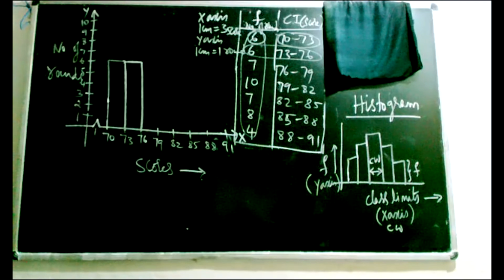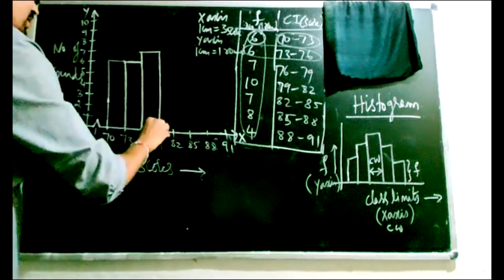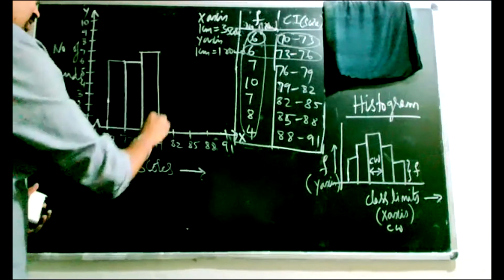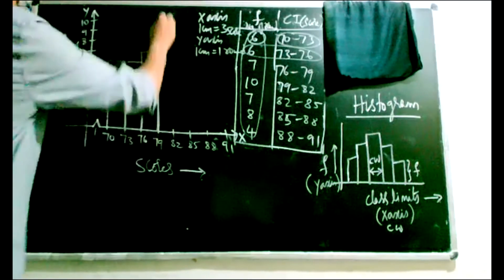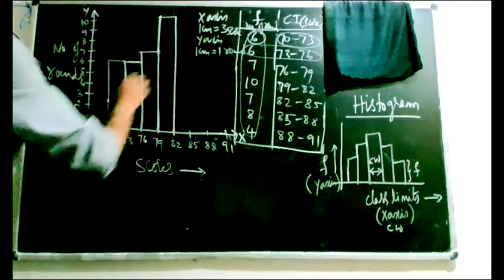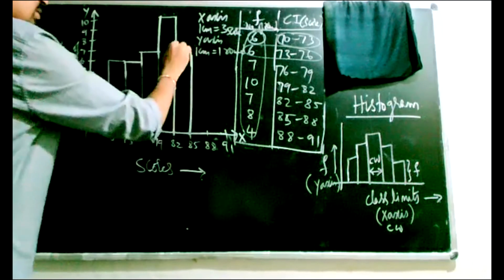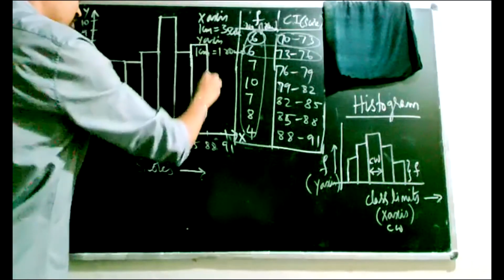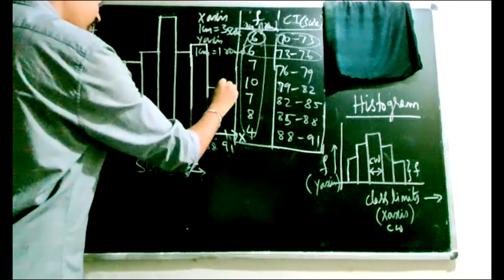So next case, 76 to 79, 7, and then 79 to 82 with frequency 10, and then 82 to 85, 7, 85 to 88, it is 8, and 88 to 91, that will be 4.